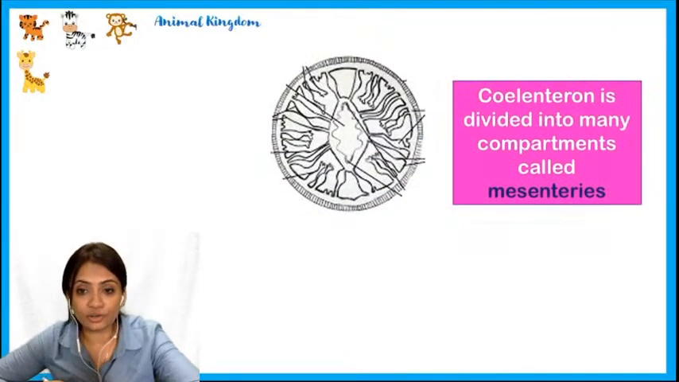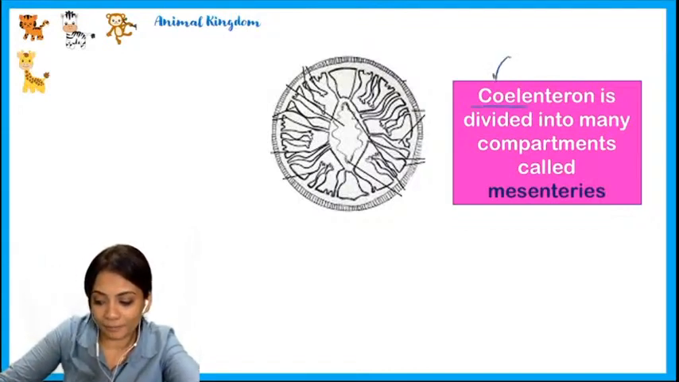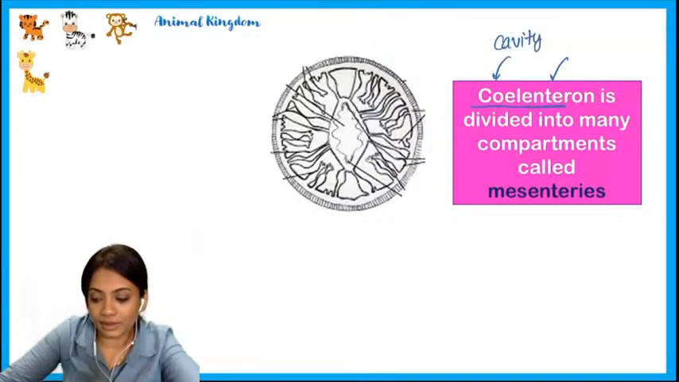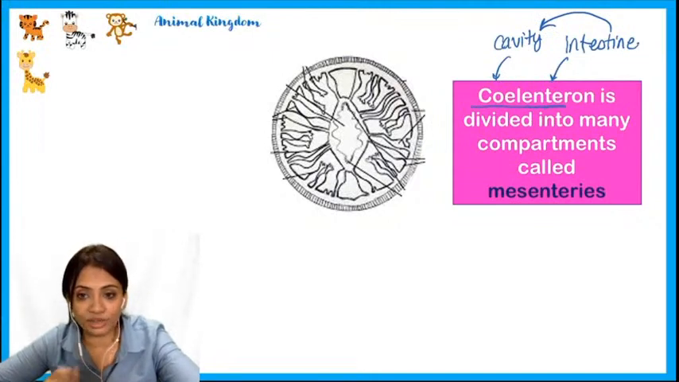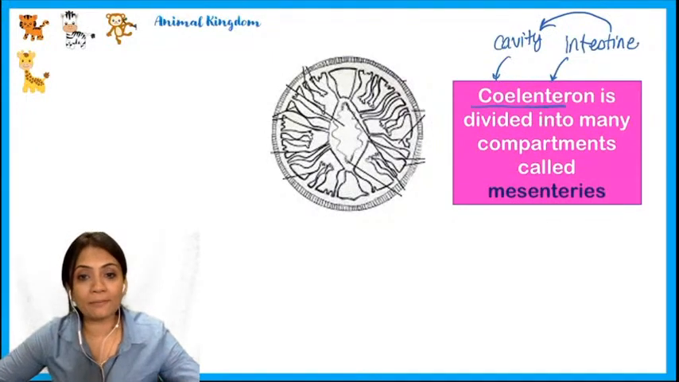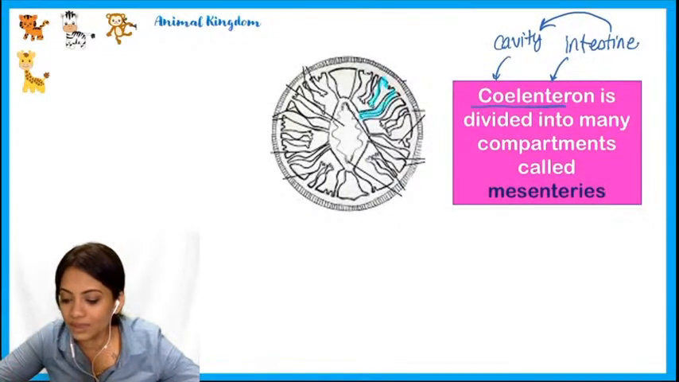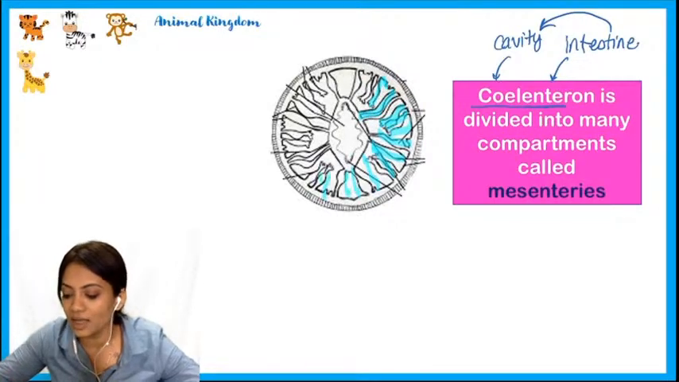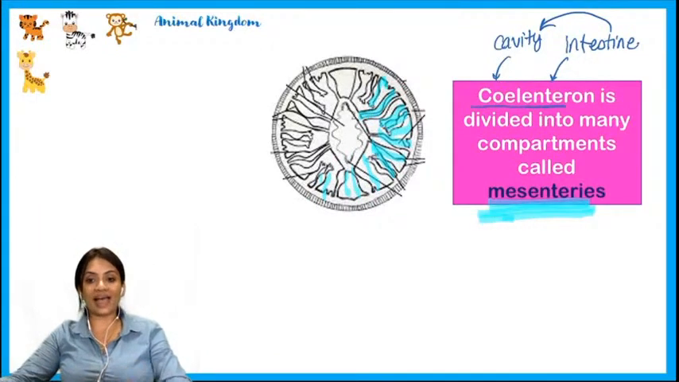Then the coelentron. What is coelentron? Coming back to our breakup of the words, coelom means cavity, and enter would mean the intestine. So this is just the intestinal cavity. So this intestinal cavity or the coelentron is divided into many compartments. And what are these compartments all about? Can you see here? These compartments that you are seeing here are what you're going to be calling the mesenteries. They're called mesenteries. So those compartments are called mesenteries.